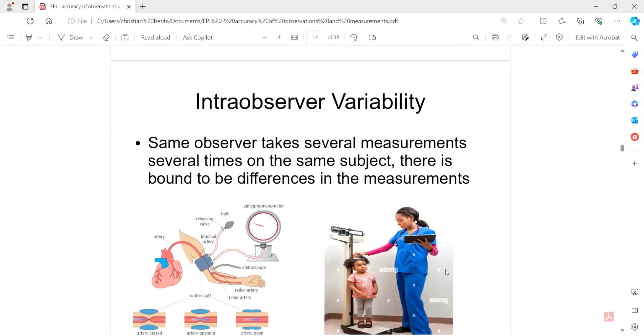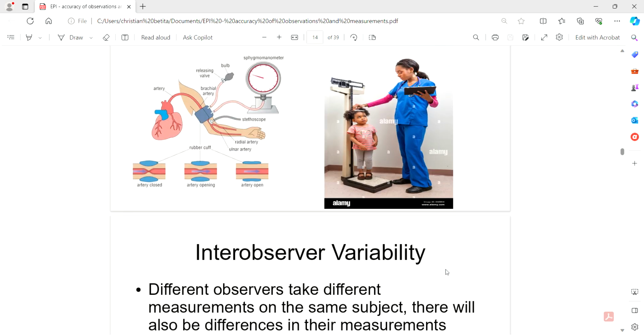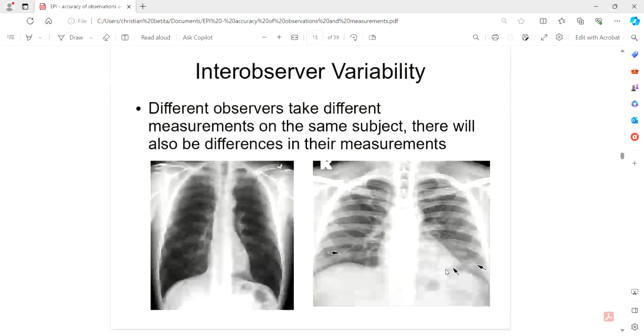So intra-observer variability, I hope you observe this in your exercise. The same observer takes several measurements several times on the same subject, and there's bound to be differences in the measurements. Okay. Inter-observer variability, different observers take different measurements on the same subject, and there will also be differences in their measurements. So the example here is pneumonia on chest x-ray.